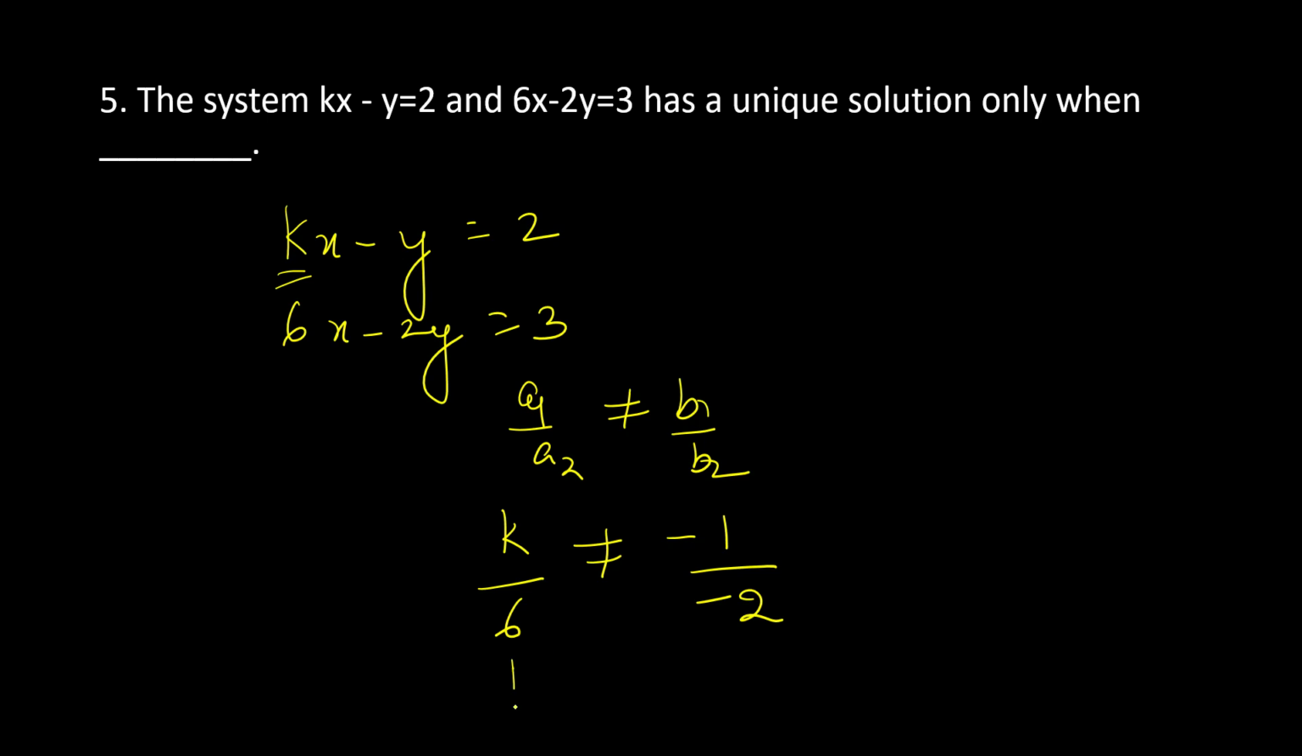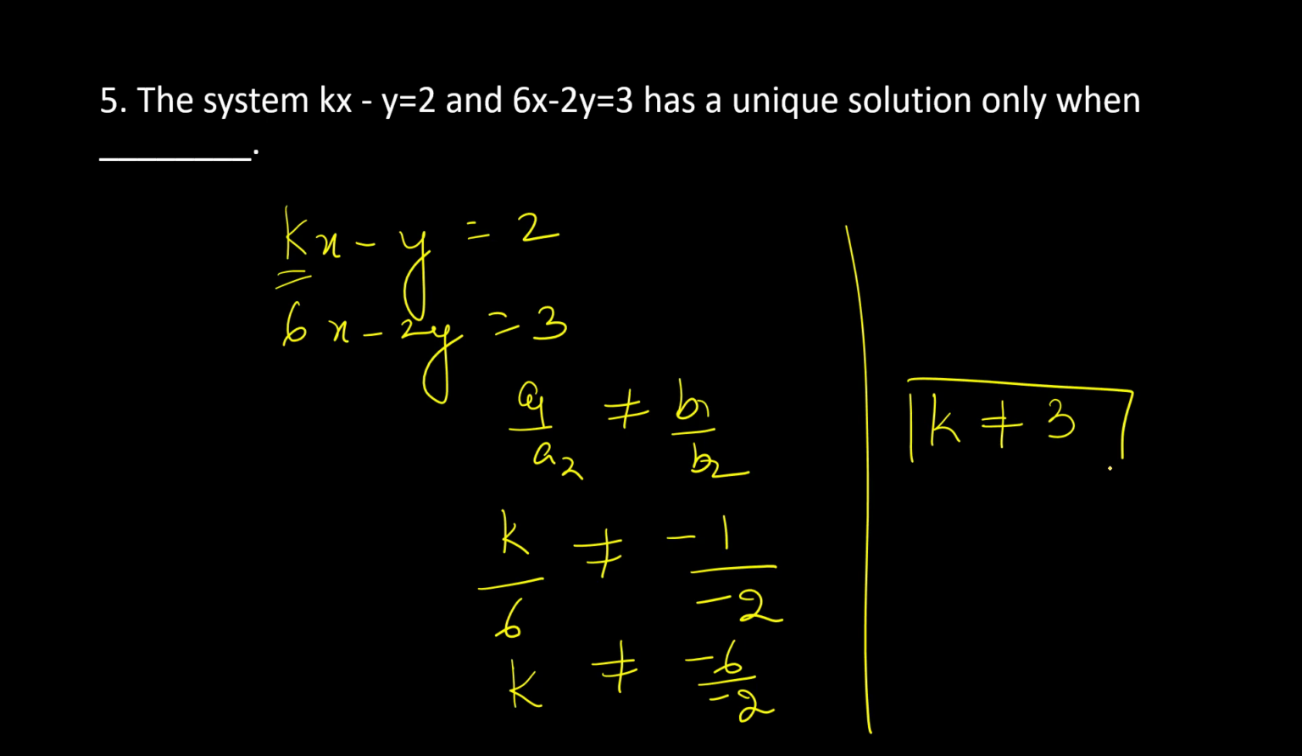Cross multiply over here. You get k must not be equal to minus 6 by minus 2, which is the same as k not equal to 3. And that is our answer for this question.